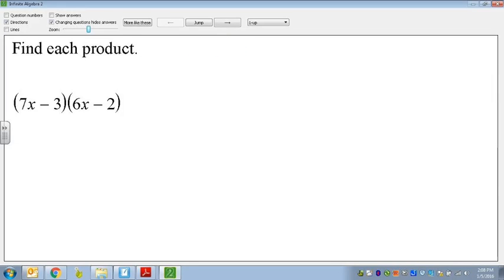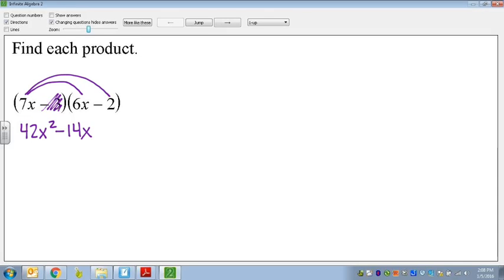Okay, what we're doing, let's pretend like this negative 3 isn't a part of the problem. Let's pretend it was just 7x. If we were to do that, we would just distribute the 7x to both terms, right? And it would be 42x squared minus 14x. That's what it would be if we got rid of the negative 3 and it was just 7x.